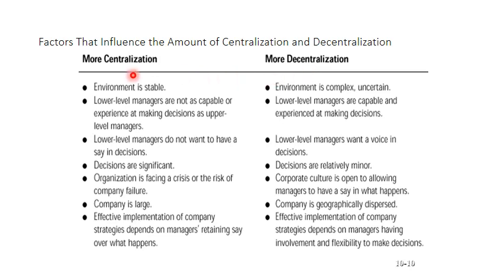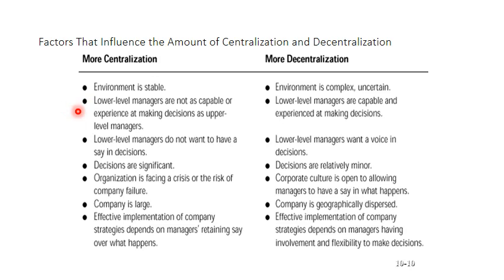First one, in centralized organization, the factors include: environment is stable. That means there is no significant change in the environment. While on the other hand, in decentralization, environment is complex and it is uncertain. That means that the environment is unpredictable.